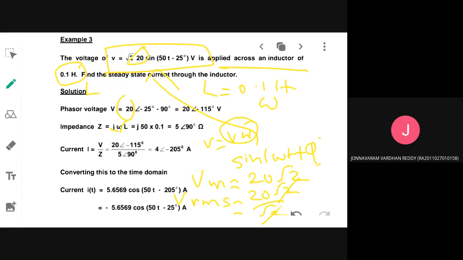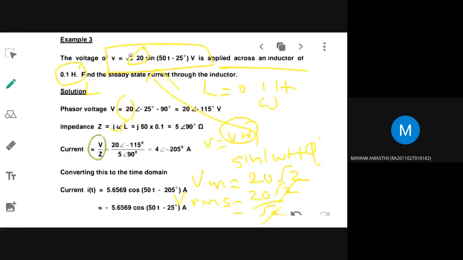Now I have determined VRMS. Next I need to determine the current. Current is given by what formula? IM equal to EM by omega L. Yes, V by Z, but you don't know Z. Z is R plus XL, because this is an inductive circuit. Inductive reactance you have to determine. So what is XL?